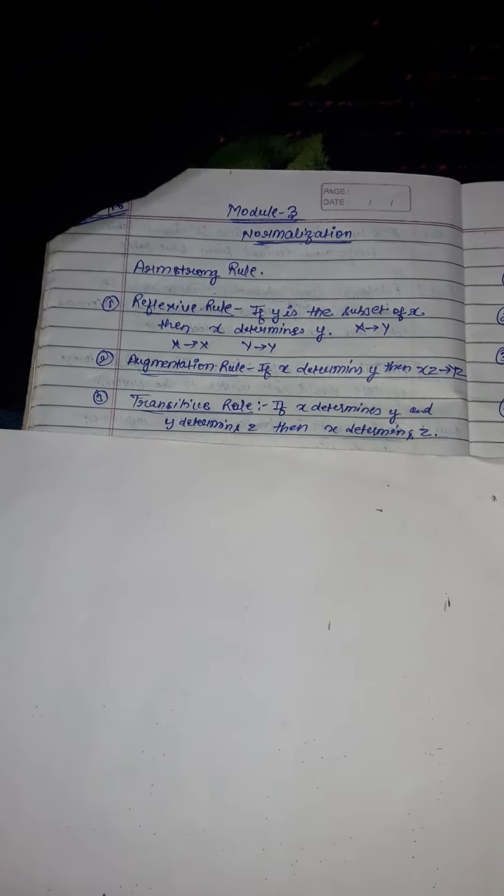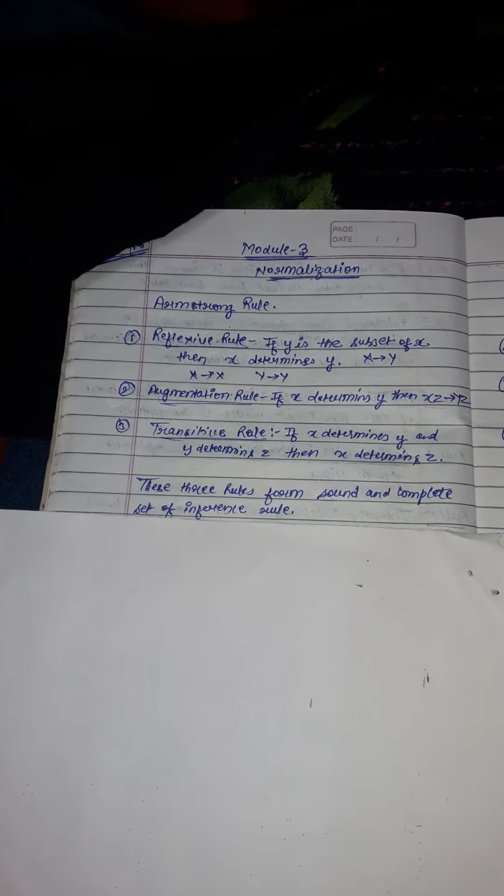Now our third rule is the transitive rule. The transitive rule says that if X determines Y and Y determines Z, then X determines Z. So these are Armstrong's rules. These rules form a sound and complete set of inference rules, so we can infer many functional dependencies from our database.